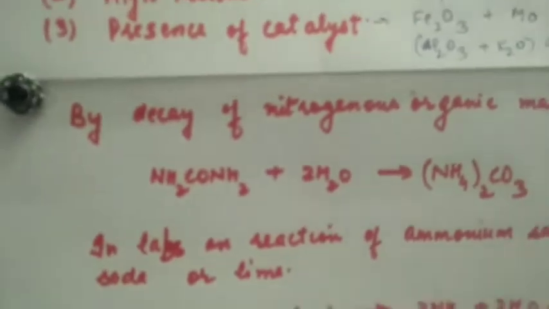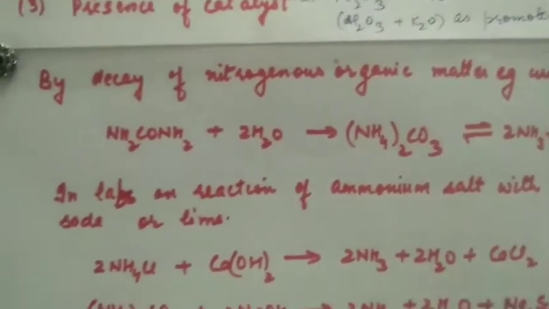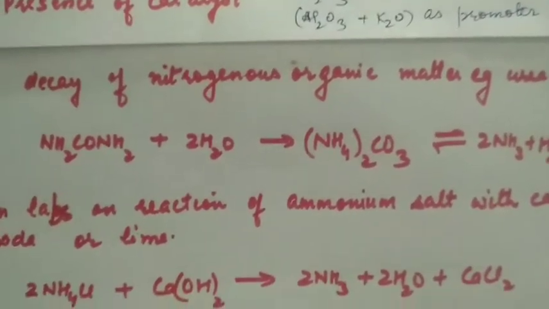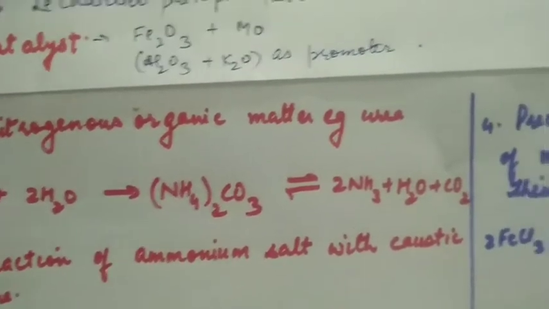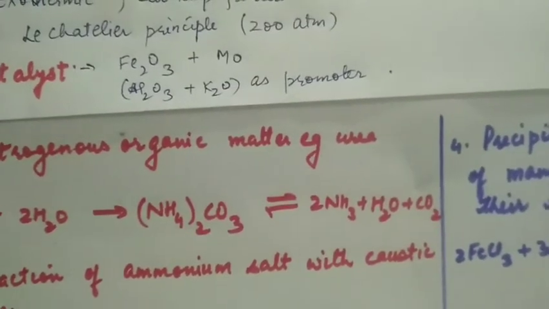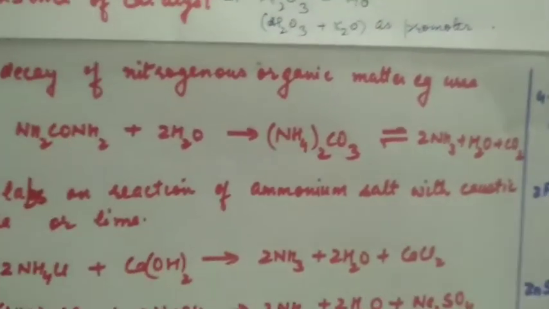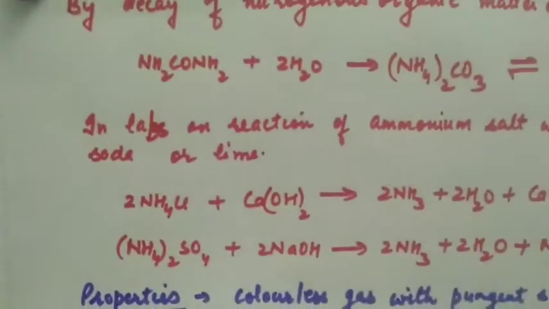Ammonia can also be formed by decay of nitrogenous organic matter, for example urea. The reaction is urea plus water forms ammonium carbonate, which is unstable and decomposes to give ammonia, water and carbon dioxide. The characteristic smell coming from the urinals is because of this decomposition reaction.